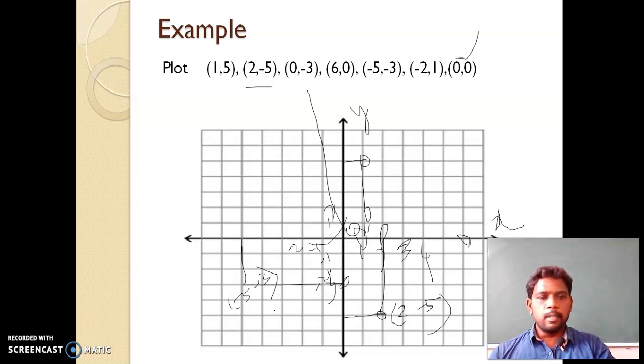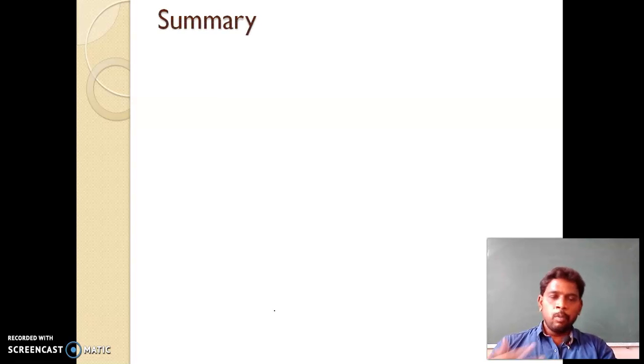Let us go to the next example now. But before that, we have to recap whatever we have seen today. Okay, so your chapter contains only these kinds of sums, how we can plot the points on the graph, right? That is the first one.